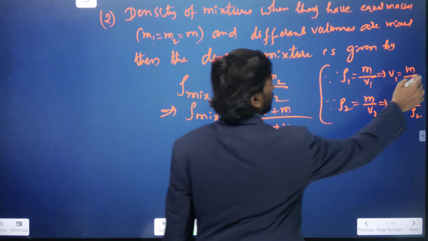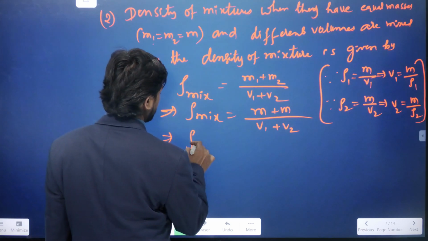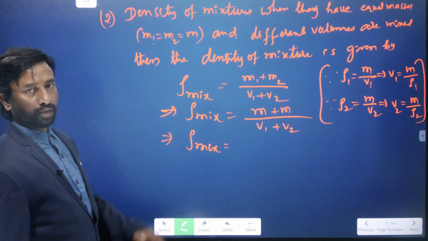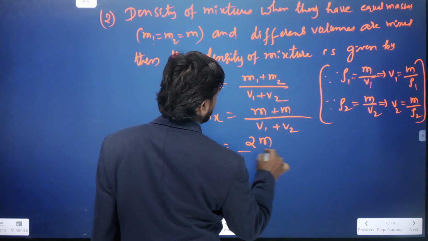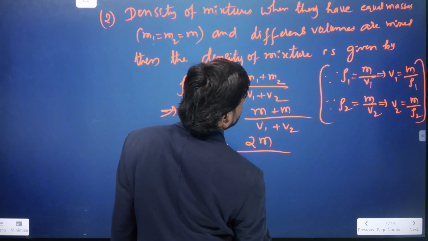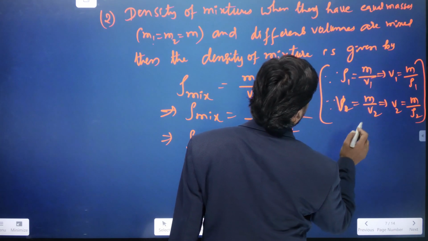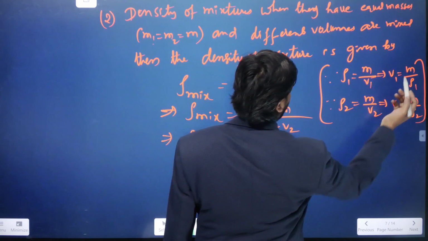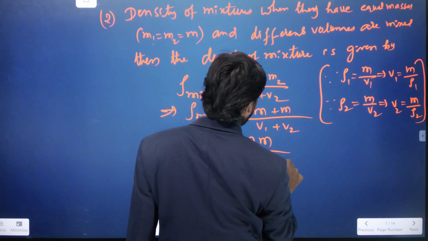These two values we will substitute in this equation and simplify. We'll get the equation of the density of the mixture when they have equal masses and different volumes mixed together. So in the numerator it will become 2m, divided by v1, which is m by rho 1, plus v2, which is m by rho 2.